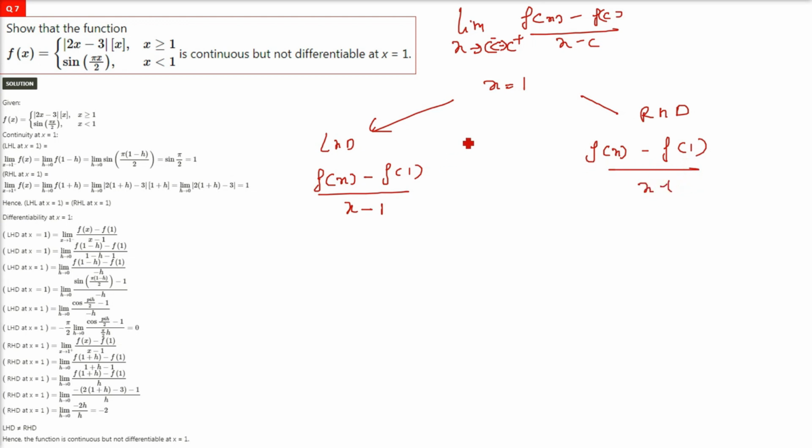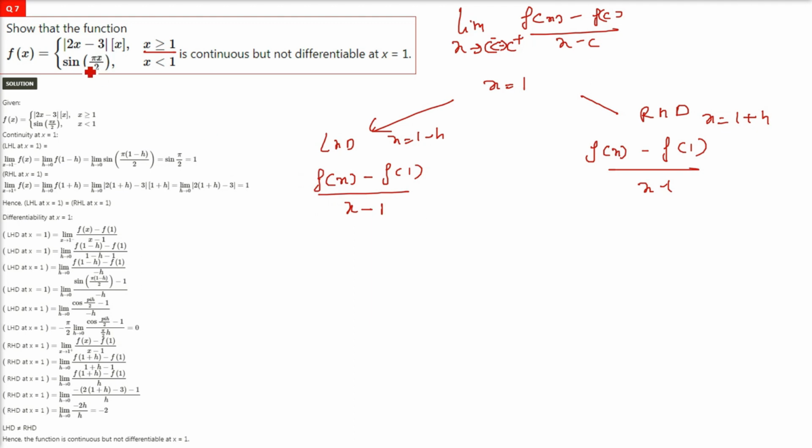Okay, because when you have x greater than or equal to 1, this function you are going to use. So here on the right hand side, the right hand derivative, you have used 1 plus, and the left hand derivative is 1 minus. Okay, so you have to see which function you have to use. When you are above 1, you can say 1 plus h, and for the left hand derivative 1 minus h, or 1 minus, you can say.